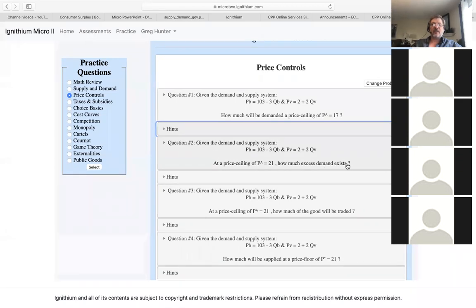Okay, yeah, so this one's a little bit different, right? It asks us about excess demand.